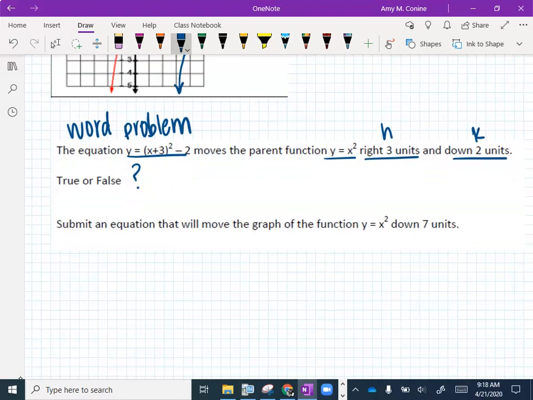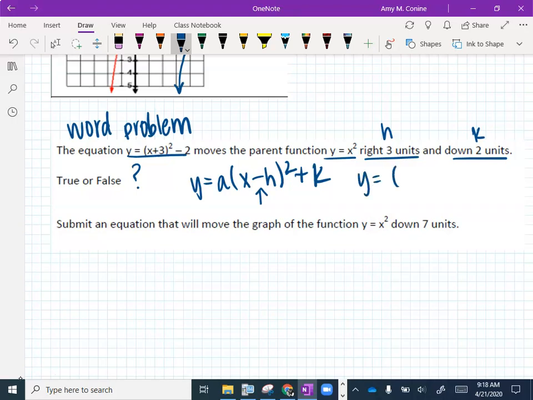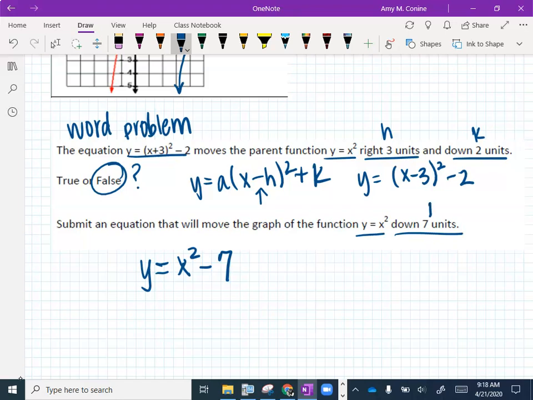So with our standard, this would be with a quadratic plus k. If we did right 3, that means we'd have a minus h here, which means we should have x minus 3 squared minus 2 going down 2 units. And that's not what they gave us, so that is false. So if we were to create our own equation, like this one's asking for, we're going to take our parent function and move it down 7 units. We would have y equals x squared minus 7, because this is k.